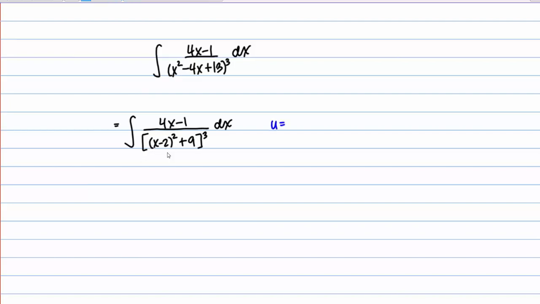Let's just try letting u equal x minus 2. That's going to give me du equals dx. That part's pretty straightforward. But then notice on the top here, I'm going to need something to substitute for this 4x minus 1. I need to get everything in terms of u. So if u equals x minus 2, then I can say that x equals u plus 2. So let's try rewriting this integral using all of these substitutions. On the top, I'm going to get 4 times (u plus 2), and then minus 1.